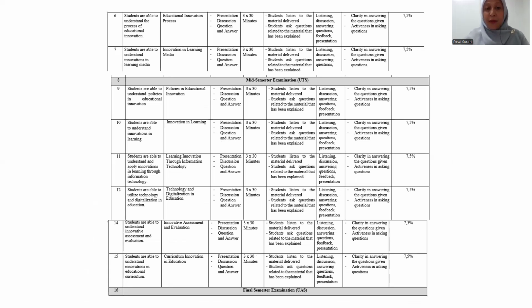Okay. Well, because innovation is not only about teaching methods, it also involves how schools are managed and how the education system adapts to change. By the end of semester, you will have a complete understanding of how innovation works in education from different angles. And you will be able to apply these ideas in real teaching or learning situations.